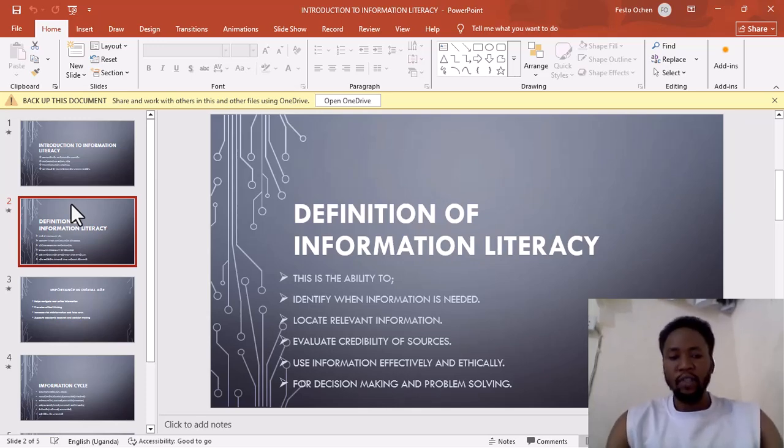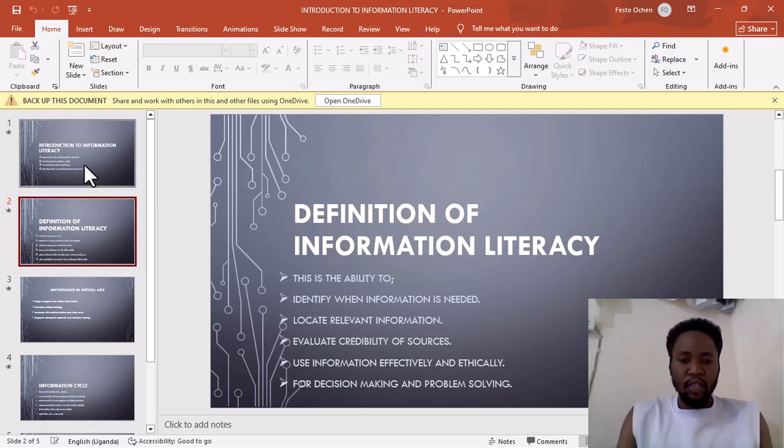Today, let me go through the definition of information literacy. This is the ability to identify when information is needed, your ability to identify when you need particular information. Another one is to locate relevant information, the required information, the inside part of what you are looking for. Then evaluate the credibility of sources. That one is also part of the definition of information literacy.